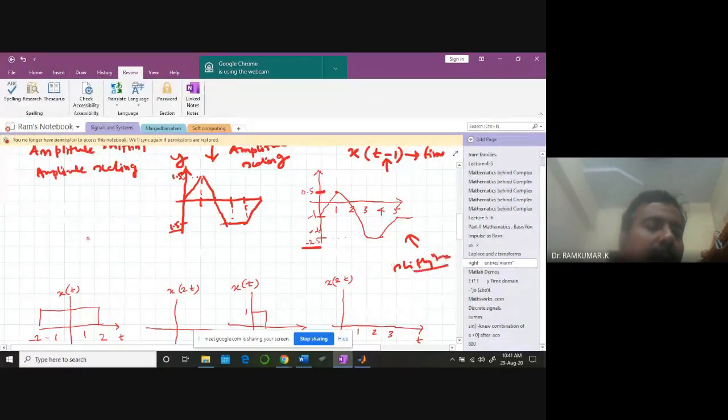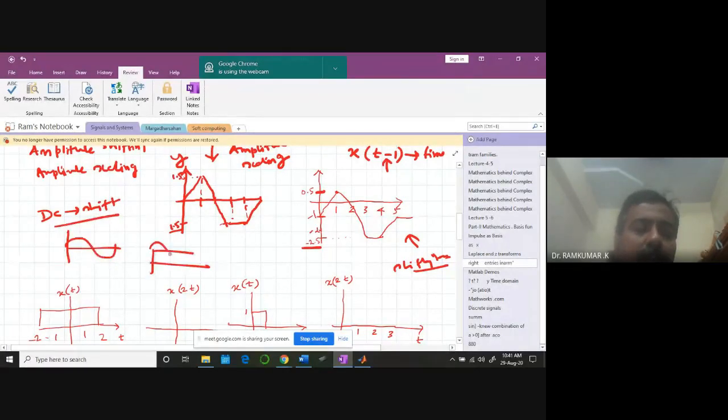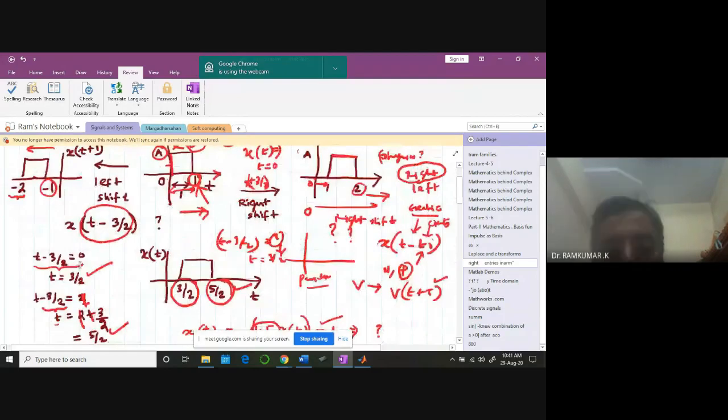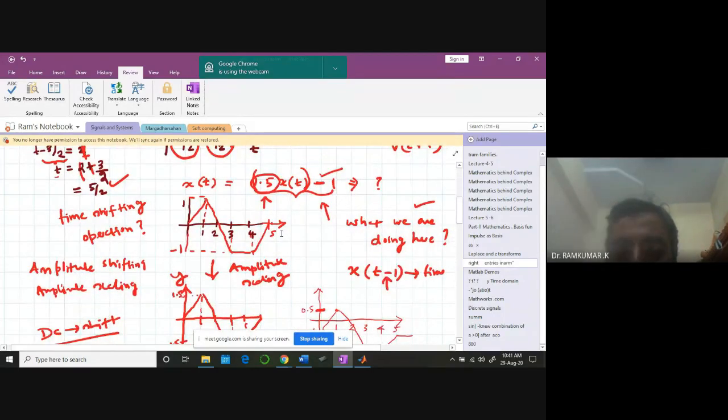DC shift. Normally in electrical circuits you'll be learning about DC shift, where you take the entire signal and you shift it to another level. Okay, so this is called DC shift. So don't get confused between the time shift and the amplitude shift. The amplitude shift is different and the amplitude scaling is different. So if I pose you a question now. I said amplitude scaling. If I want to scale the time, what do I need to do then?